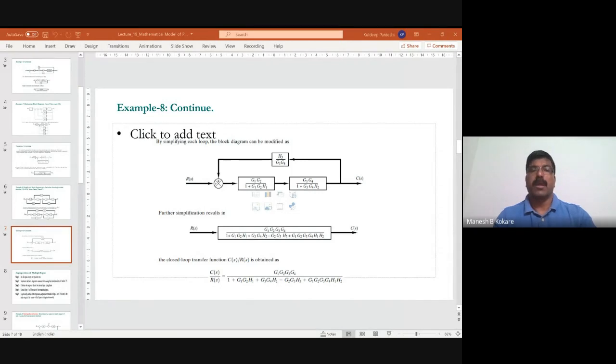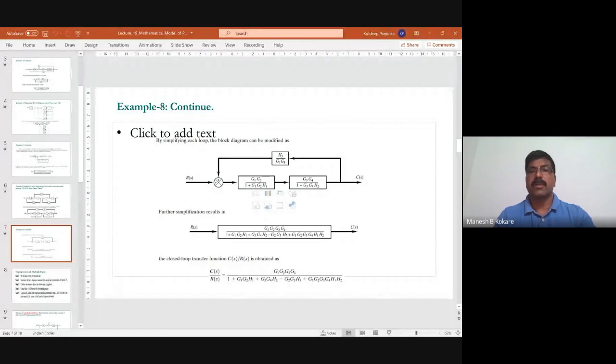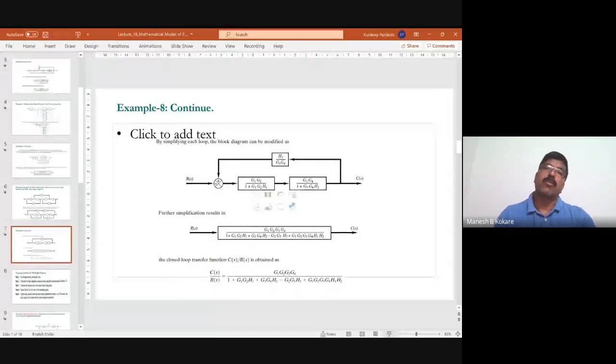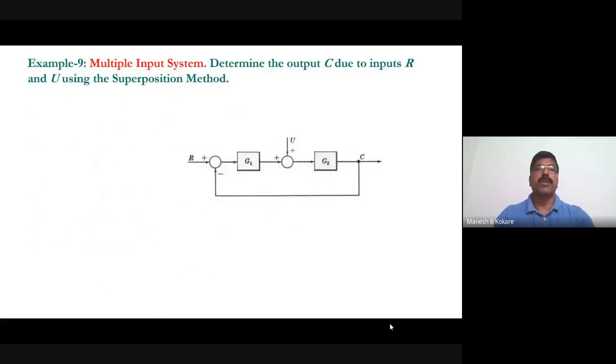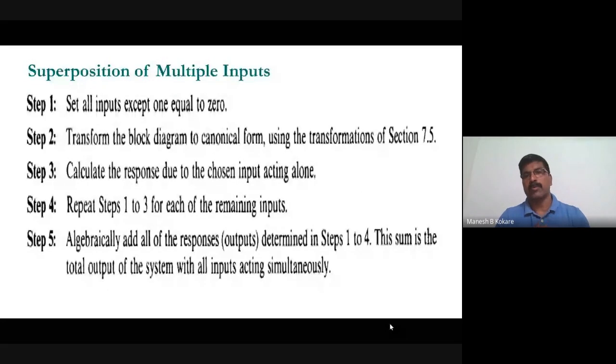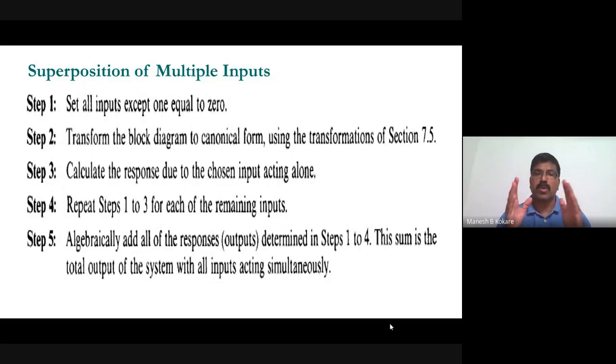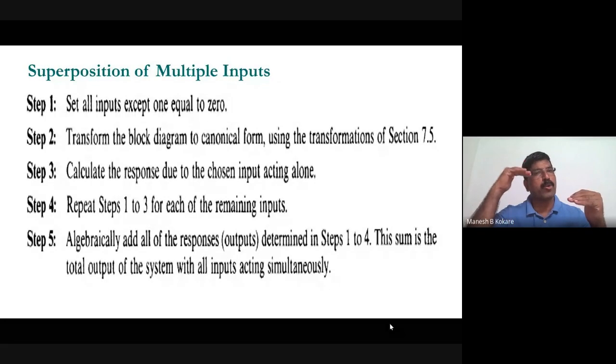Okay, now we will continue with this one. We'll study multiple input, multiple output systems. So for finding the transfer function of a multiple input, multiple output system, here you have to use the superposition principle. Superposition principle means you have to consider one input at a time. At that time, you have to set the other input as zero, and then you have to find out the transfer function.